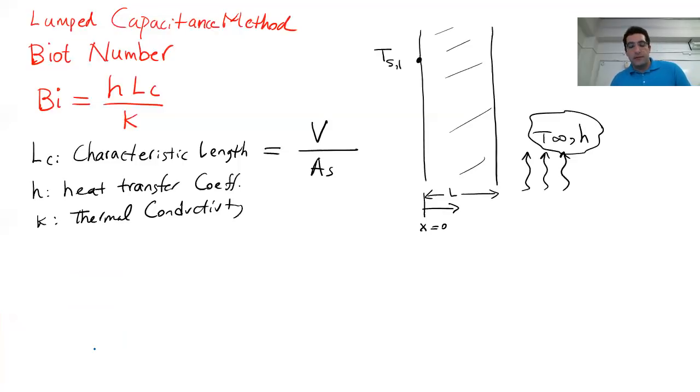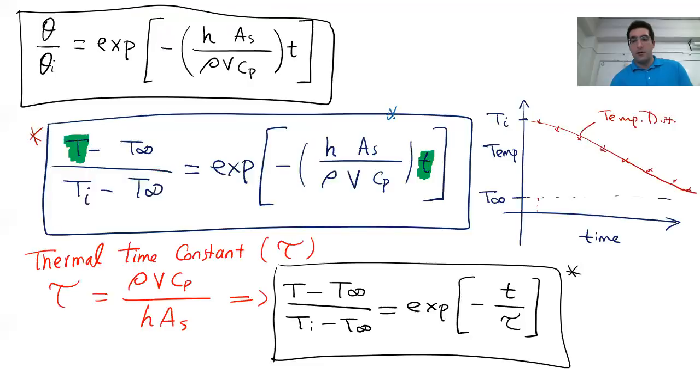Now, in this slide, we're going to talk about when we can use the lumped capacitance method. Can we use the lumped capacitance method for any transient conduction? The answer is no. If the Biot number is less than 0.1, then we can go ahead and use the lumped capacitance method, and we can use the previous equation we developed here.